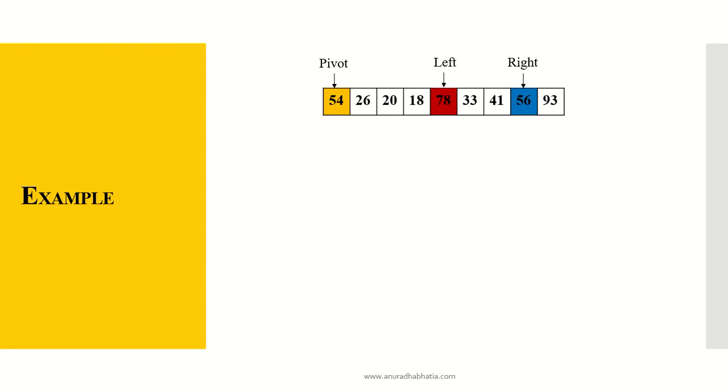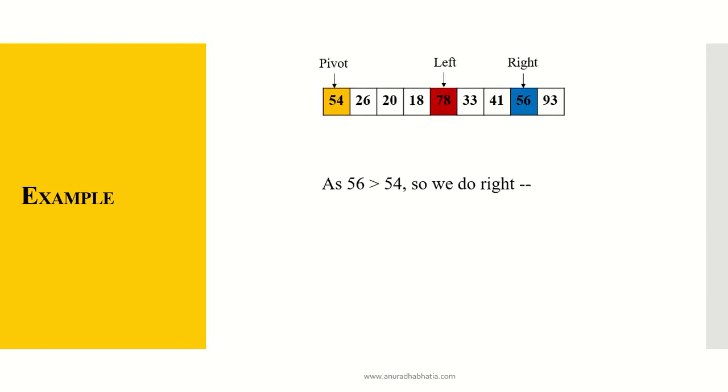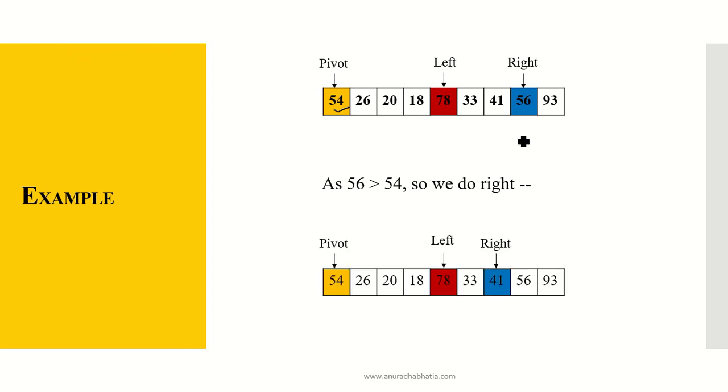And then what we do next, we next check with 56. 78 is greater than 54, so we stop over there, we don't do anything. Now we check for the 56. As we check 56, 56 is also greater than the pivot element. So we do right minus minus. So there will not be any exchange happening between the left and the right over here because 56 is greater than my pivot element, which is 54. So we do right minus minus. So now my right becomes 41.